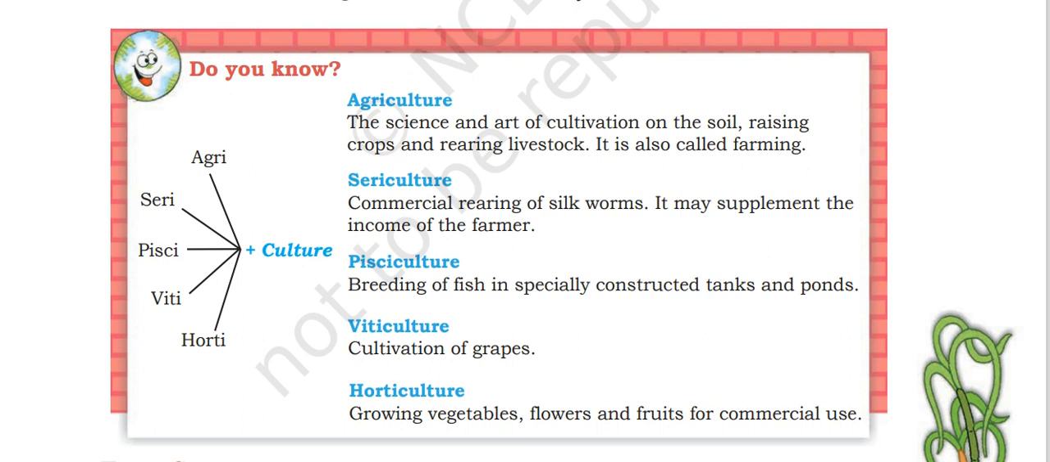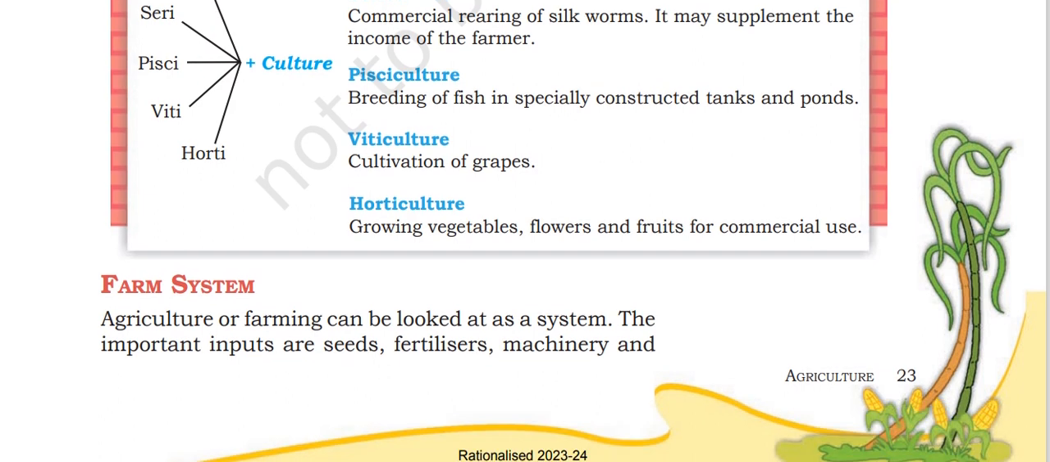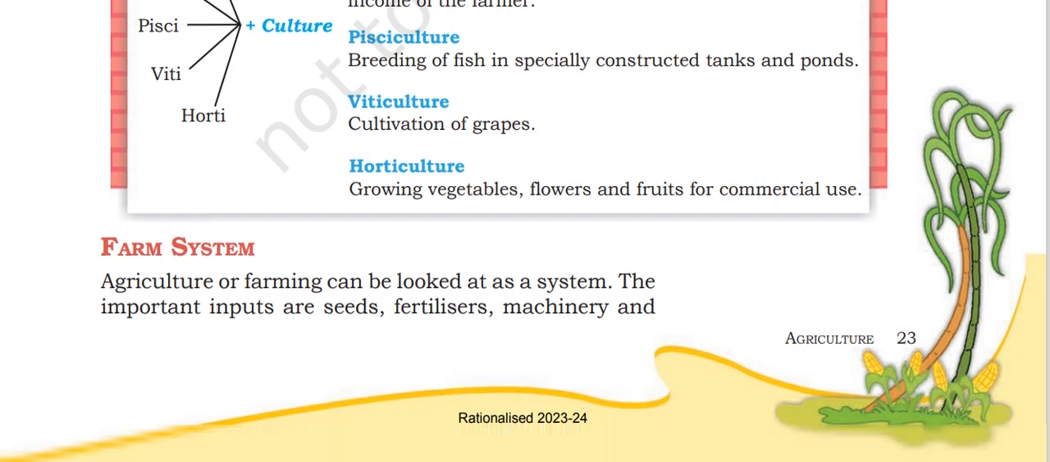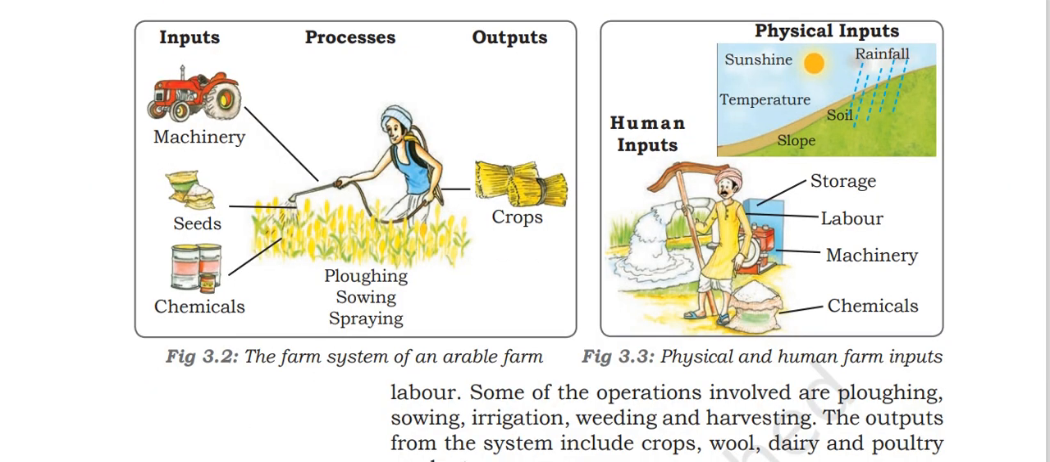Pisciculture is the breeding of fish, especially in constructed tanks and ponds. Viticulture is the growing of grapes. Horticulture is growing vegetables, flowers, and fruits for commercial use. Agriculture or the farming system can be looked at as a system. The important inputs are the seeds, fertilizer, machinery and labor.